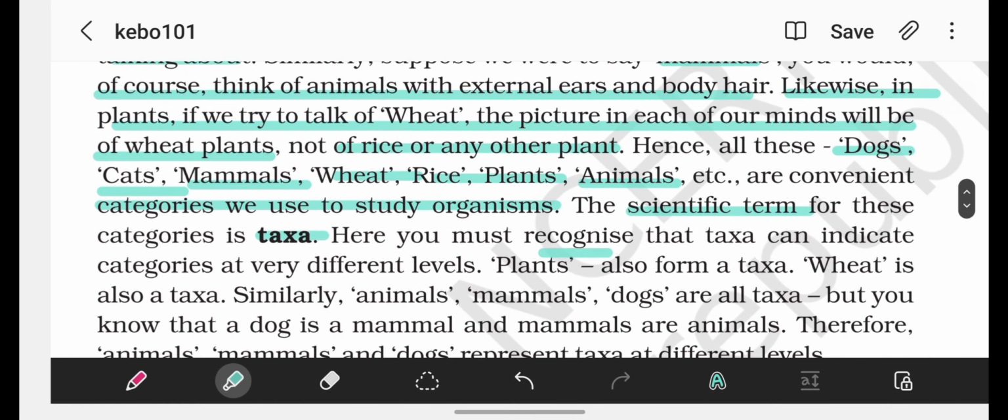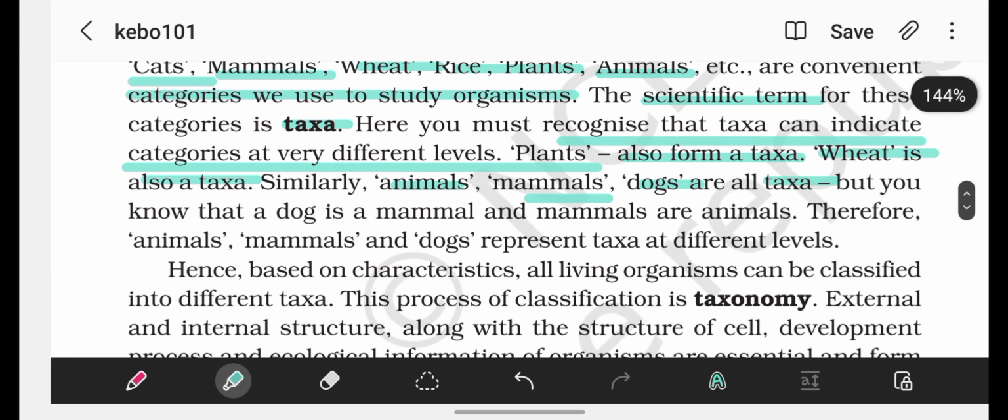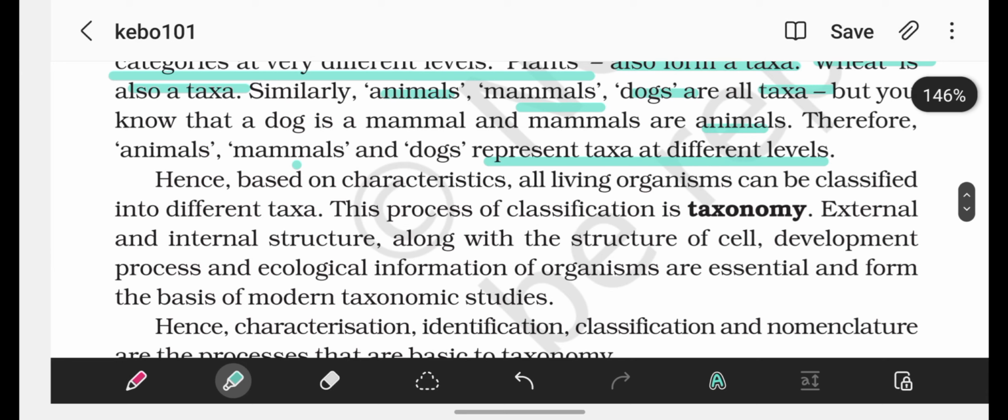Here you must recognize that taxa can indicate categories that are at different levels. Plants also form a taxa. Wheat is also a taxa. एक species को भी हम taxa बोलेंगे, एक genus को भी हम taxa ही बोलेंगे. Similarly, animals, mammals, dogs are all taxa, but you know that dog is a mammal and mammals are animals. Therefore, animals, mammals and dog represent different taxa levels. Hence, based on characters, all of the living organisms can be classified into different taxa.